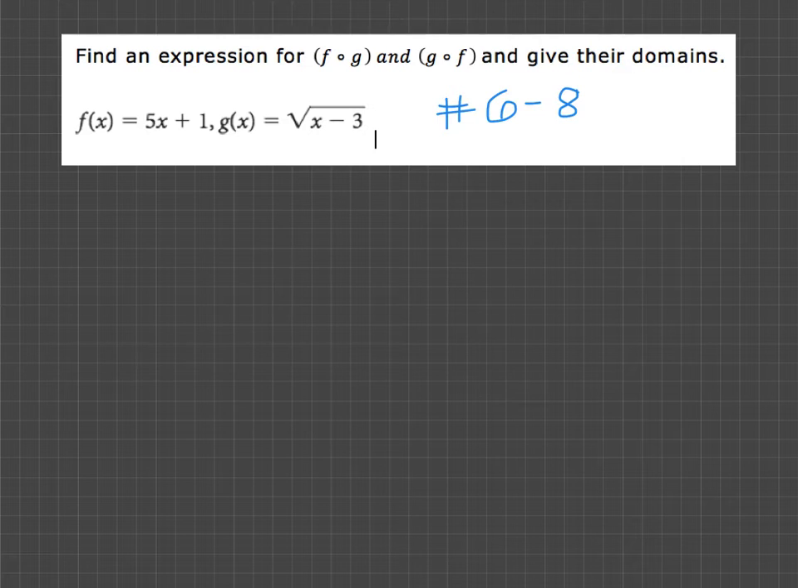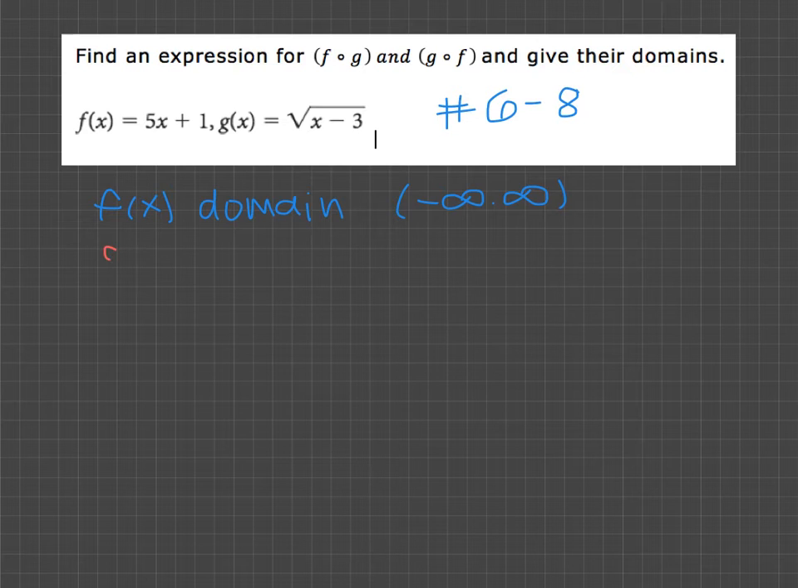Okay, this example is like number 6 through 8 on the assignment, and we want to find the expression for f composed with g and g composed with f, and then also give their domains. We're going to start off by writing the domain for f and g. So f of x, the domain, well, there's no restriction because it's a linear function. It doesn't have the square root. It doesn't have x in a denominator, so the domain is all real numbers.